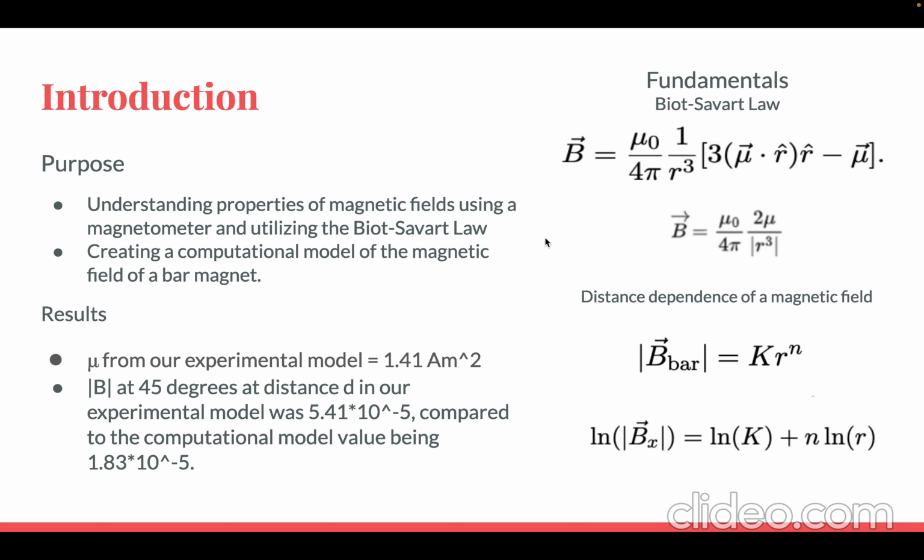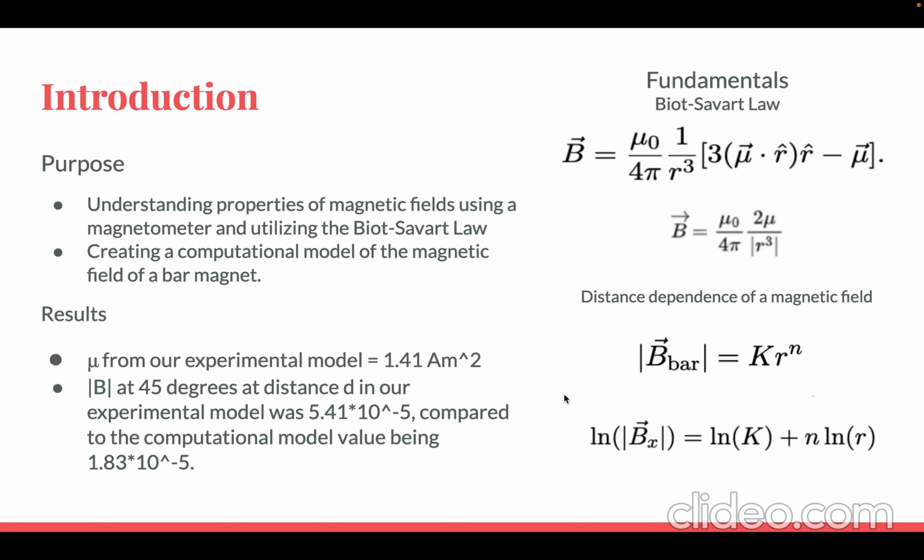Some fundamentals we're using here is the Biot-Savart law, and specifically this derivative of it, because we're looking at B on the axis, along the axis. And then this is a distance dependence of a magnetic field, and we're going to utilize the logarithmic form of that, which you'll see later. And a brief review of the results.